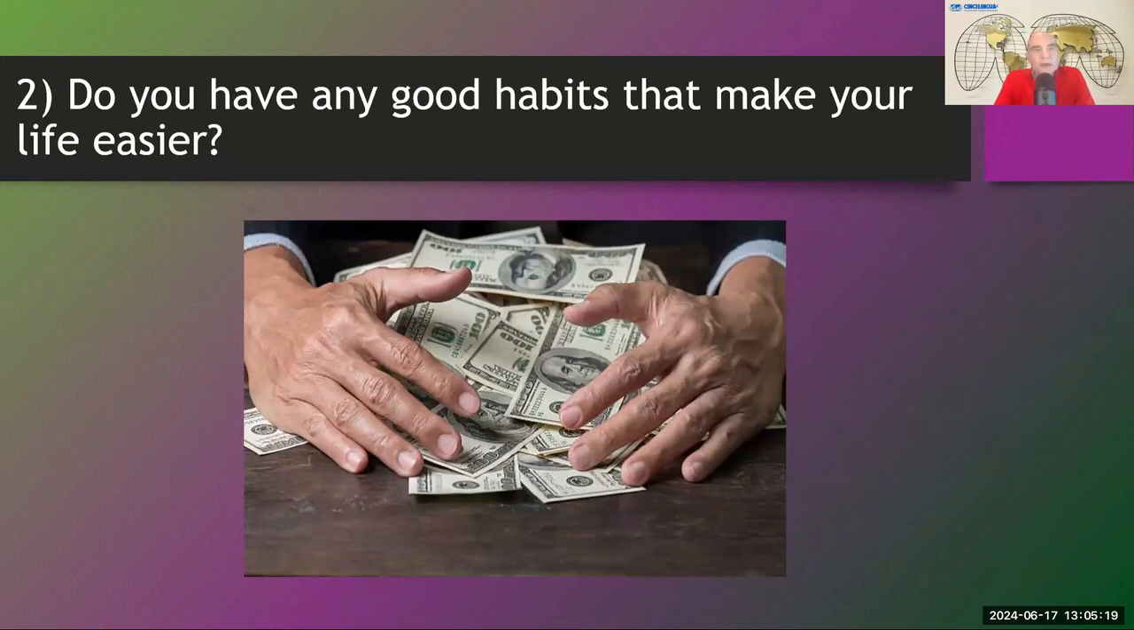Now, do you have any good habits that make your life easier? Let's see. Me, yeah, well, I think I am normally on time. I think being on time, or actually I'm usually early to events and to work and to other things. I think being early or being on time is a good habit. I think it makes life easier because you don't have to be in a rush. You can be relaxed.